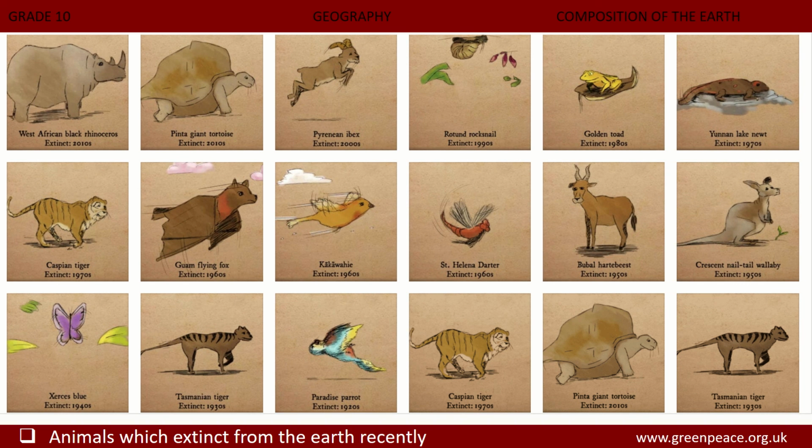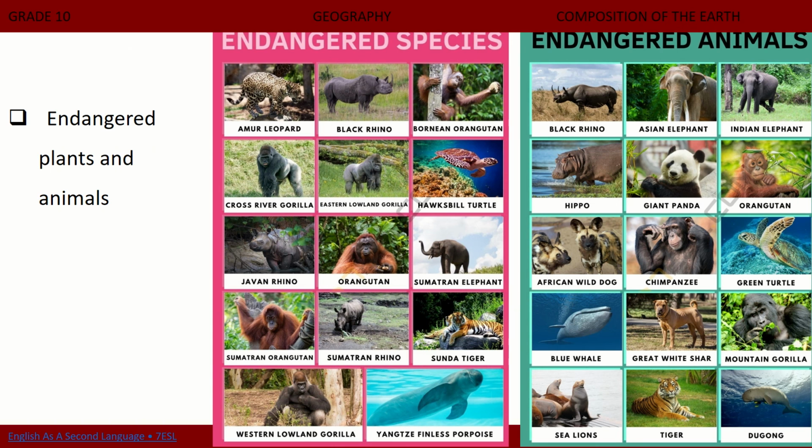Because of natural and human phenomena, some of the animals have become extinct from the earth. In these pictures, we can see some animals which became extinct from the earth recently. In addition, most of the animals are named as endangered plants and animals. In these pictures, we can see the endangered plants and animals in the world.